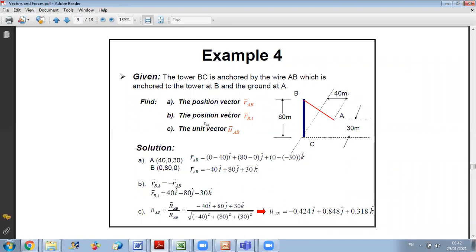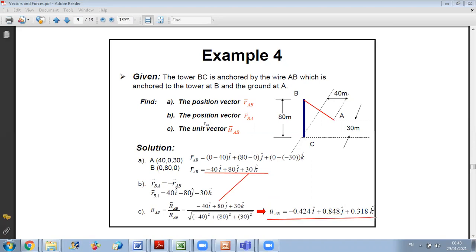To calculate the unit vector of AB, I will apply the rule that the unit vector of AB is vector AB over its magnitude. I have already calculated vector AB, which is minus 40i plus 80j plus 30k. So I will put it as the first term over the magnitude of AB. The magnitude of AB is the square root of 40 squared plus 80 squared plus 30 squared. From here, I can find the unit vector of AB.